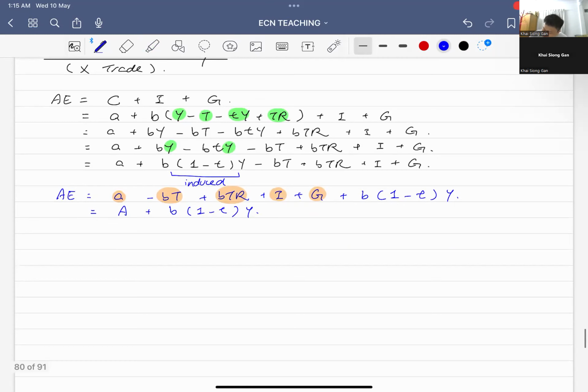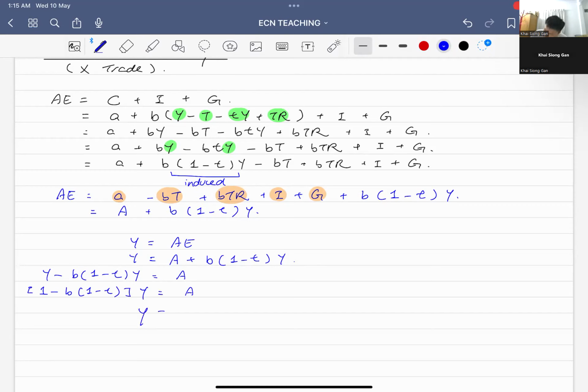Why? Because I can form my equation. So Y equals aggregate expenditure. So Y will equal A plus b(1 minus t)Y. That's the equation that we have formed. Again, move Y to the left. So Y minus b(1 minus t)Y equals A. Now again, I can factorize it as well. So 1 minus b(1 minus t), Y, I can factorize it, equals A.